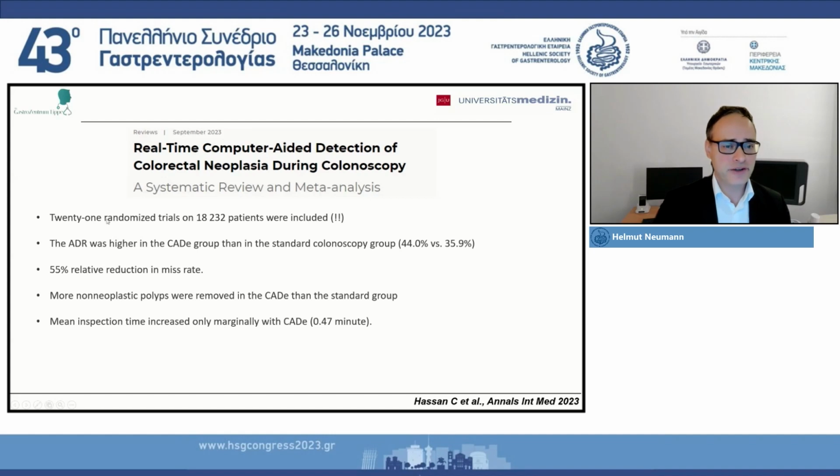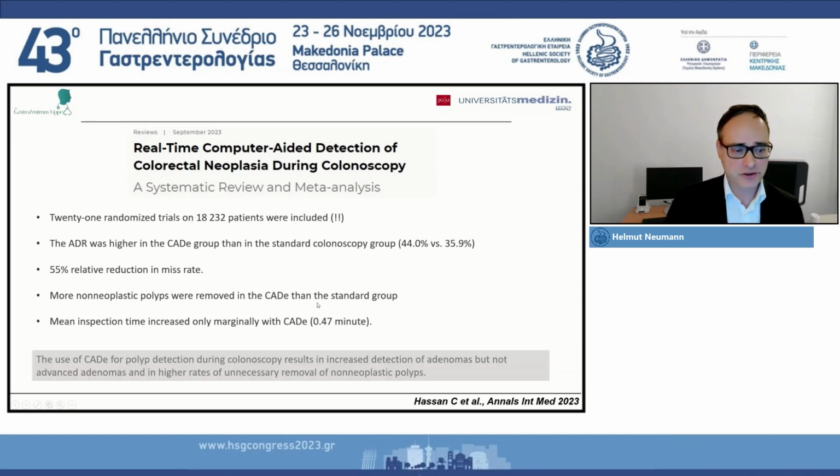And what we have learned from this systematic review by Cesare is that the adenoma detection rate was higher in the detection group with artificial intelligence compared to the standard colonoscopy group, resulting in a 55% relative reduction in the miss rate as well. And very important, because we're always talking about being efficient: what about the time? You can see the mean inspection time increased only marginally by using artificial intelligence. So indeed, with AI detection, this is what CADe means for polyp detection, there was an increased detection of adenomas, not of advanced adenomas.